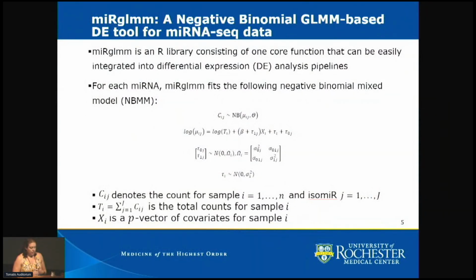This is the model that's underlying miRglmm. It's a negative binomial generalized linear mixed model based differential expression tool for microRNA-seq data. It's an R library that consists of 1 core function that can be easily integrated into differential expression analysis pipelines. For each microRNA, miRglmm fits this model, which I'm going to gloss over in the interest of time. But one important thing I want to mention is it's a negative binomial model, so it can directly model the count data without any need for a pre-processing normalization step. Also, the effect of interest here is this beta. This is going to be our log fold change estimate.